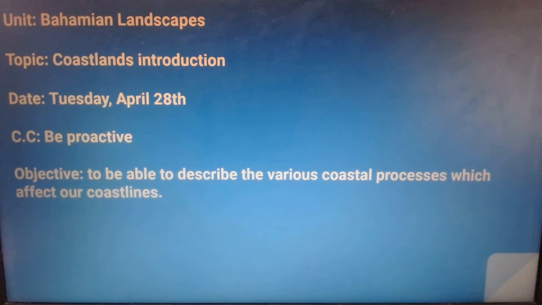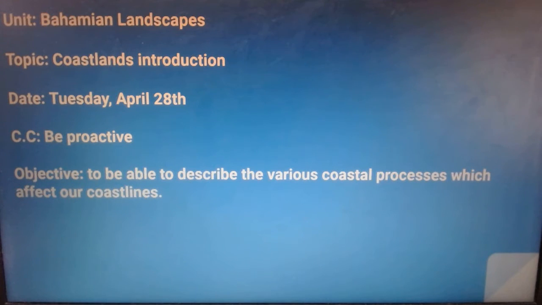So today we're just going to talk about coasts in general. Okay, so the various coastal processes which affect our coastlines, all right? And then on Thursday next week we'll start looking specifically at landforms and Bahamian ones. Okay, so remember, just like rocklands, ridgelands, and wetlands, all right, we're looking at what it is. So what is a coastland? And then we're going to look at the features of the landforms created throughout.